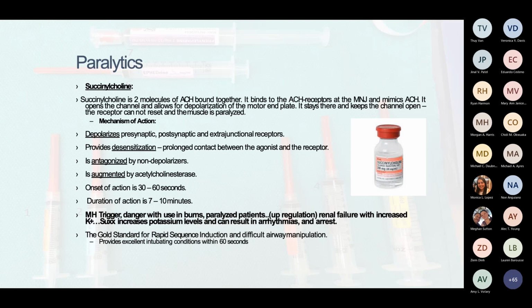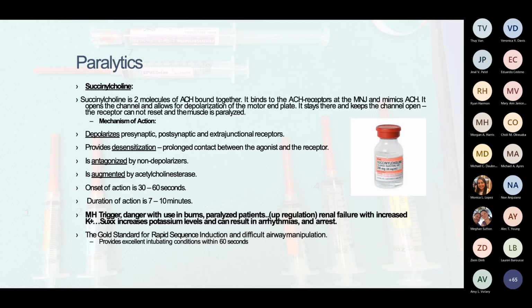So, big things to worry about. It's a triggering agent for malignant hyperthermia. You have to worry about giving it in burns. If you have patients that have muscular paralysis, they may be upregulated. Patients with renal failure, classically you see a 0.5 to 1 milliequivalent per liter increase. And we try to avoid sux for those patients because of the potential for hyperkalemia and arrest.